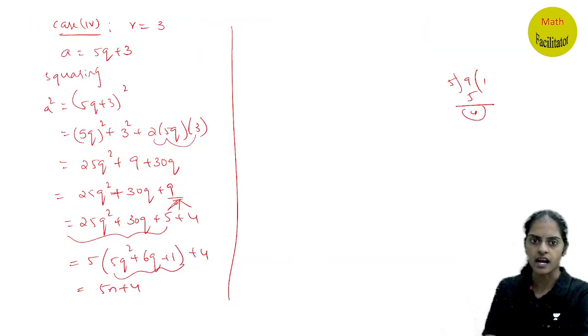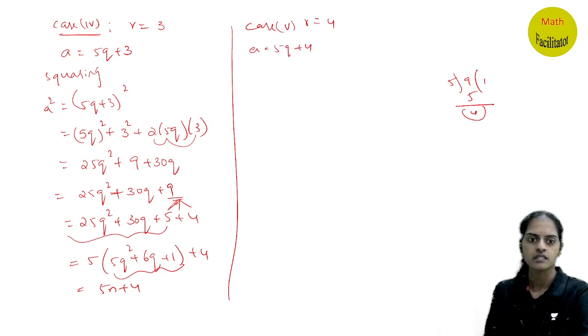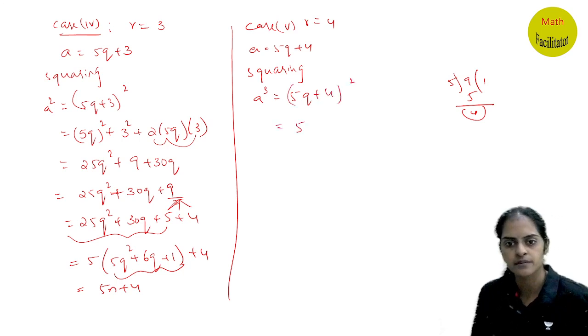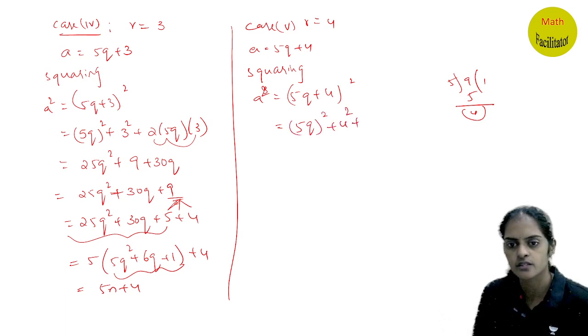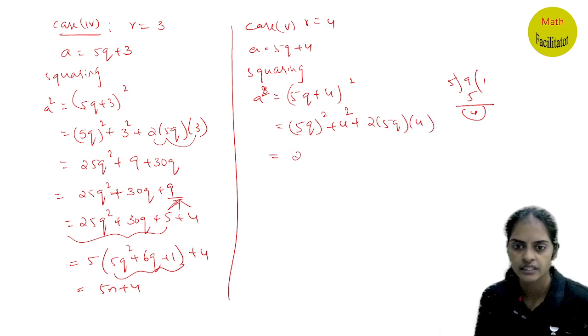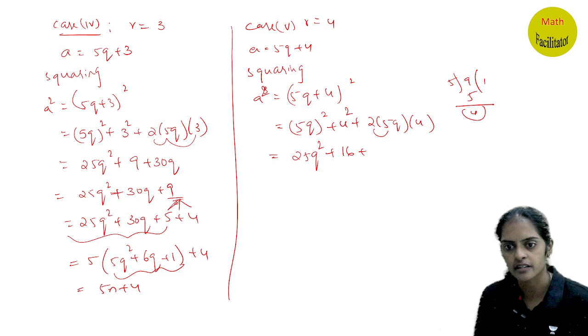నెక్స్ట్ ఫిఫ్త్ కేస్ r ఈక్వల్ టు 4. సో a is equal to 5 cube plus 4. So squaring, let's square. So when we are squaring, a square is equal to 5 cube plus 4 whole square. So ఇది మళ్ళీ a plus b whole square formula. So a square plus b square plus 2ab. Okay, so దీన్ని 25q square అని రాయొచ్చు ప్లస్ ఈ 16 ప్లస్ 5 2s are 10, 10 4s are 40q.